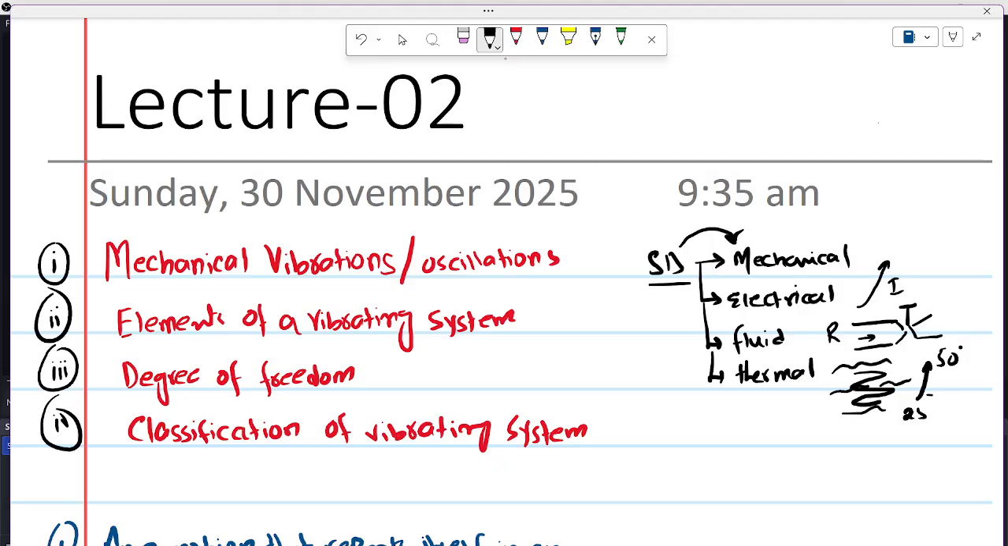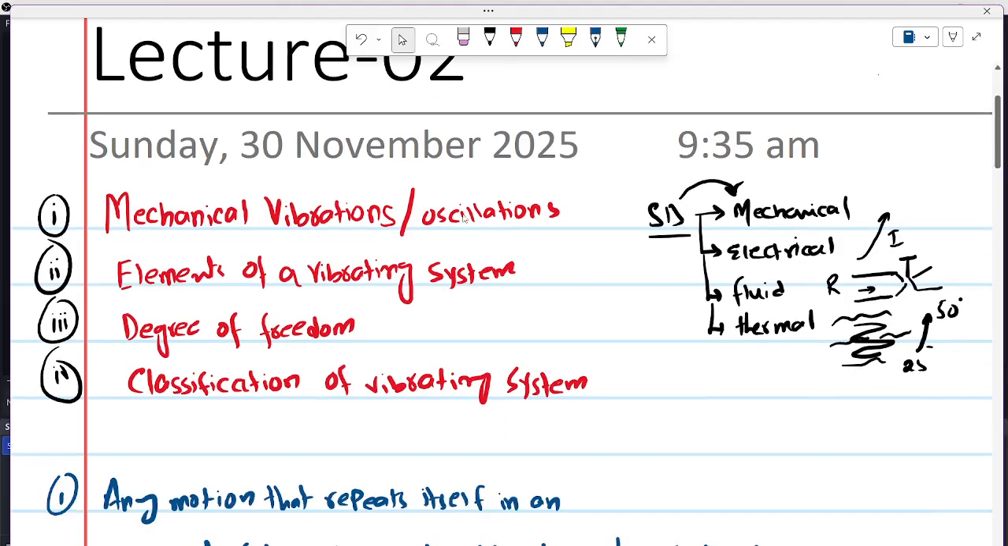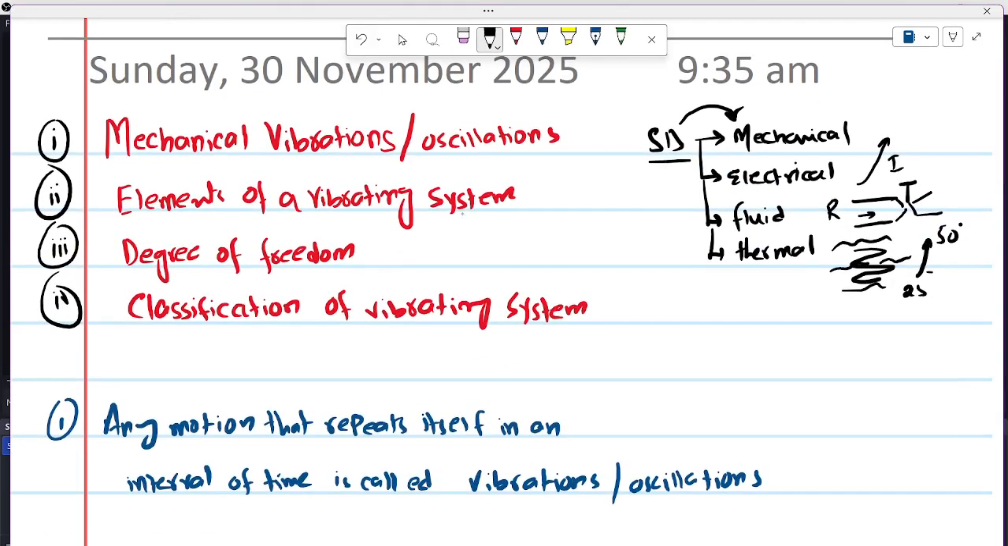So now, starting with mechanical vibration, what vibration is, also called oscillations. Any motion that repeats itself in an interval of time, about a mean position, or it doesn't need to be about a mean position as well, in an interval of time, is called vibrations or oscillations. Although they are both the same, vibration and oscillation, sometimes there's a minor difference. They're used with different meanings.